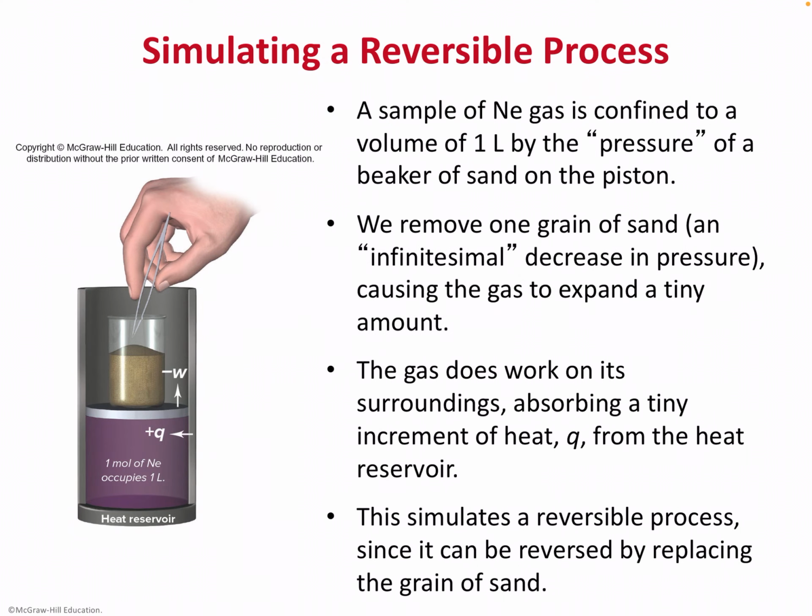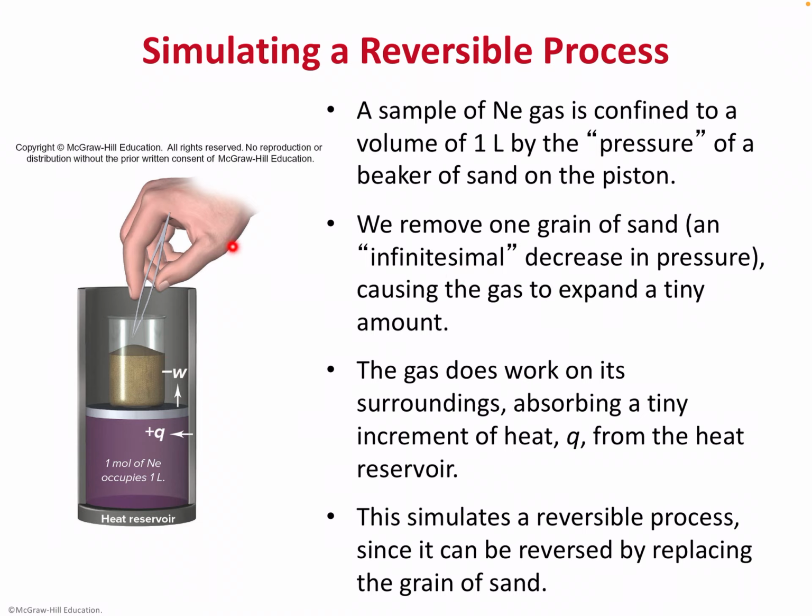For example, let's look at this diagram simulating a reversible process. A sample of neon gas, confined to a volume of 1 liter by the pressure of a beaker of sand on the piston. There is a piston, there is 1 mole of neon gas, and then there is a beaker with some sand in it. If you remove just 1 grain of sand, that can be called an infinitesimal change.